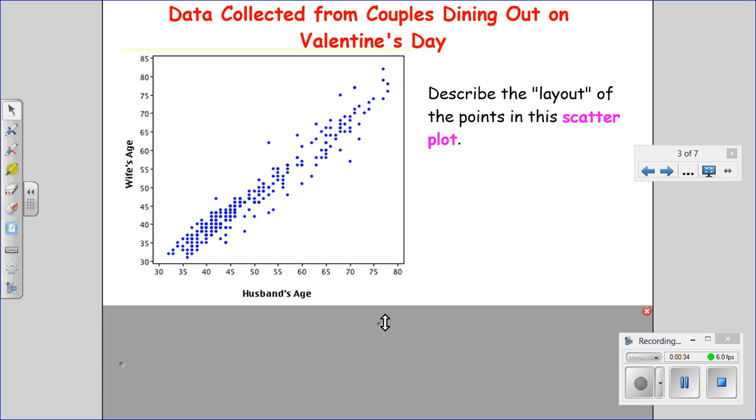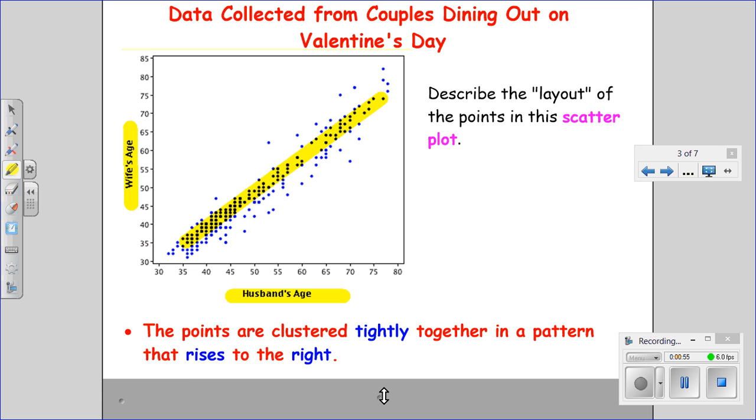So if you look at the scatter plot here, you can see that the data collected from couples dining out on Valentine's Day is comparing the husband's age and the wife's age. And if we look at the points on the graph, we can see that they're very close together, they're all tightly together, and they're rising upwards to the right.